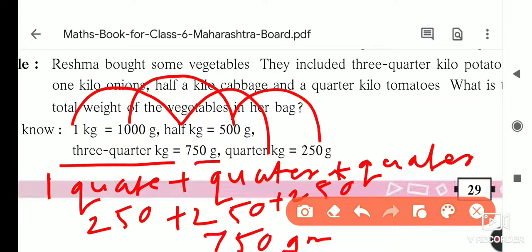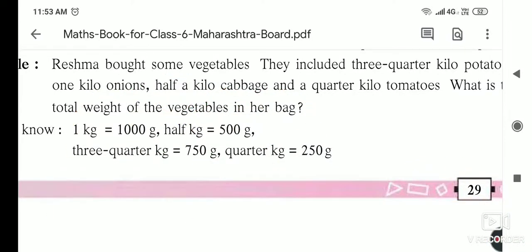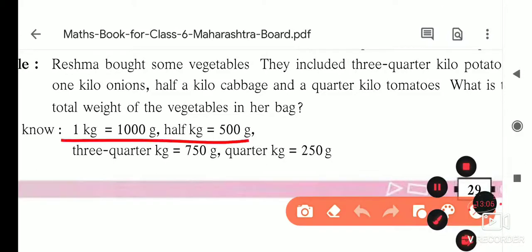In this way, this is the revision I had taken. It was over for you. I think in the 4th standard it was there. So 3/4 kg means how much? 750 grams. So you have to learn this perfectly. Learn 1 kg 1000 grams, half kg 500 grams, 3/4 kg 750 grams and quarter kg 250 grams. You have to learn it perfectly.